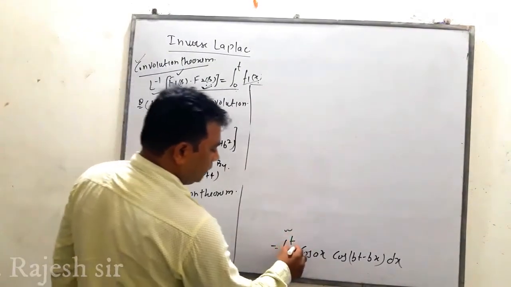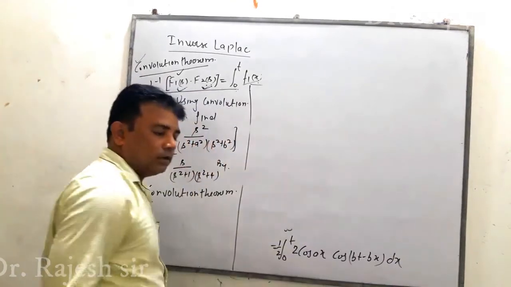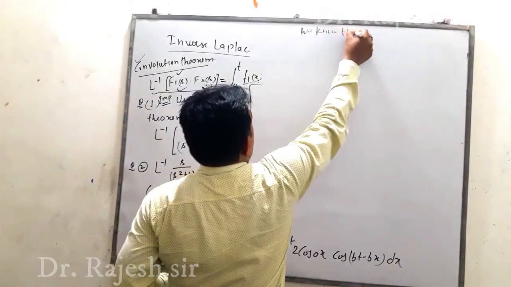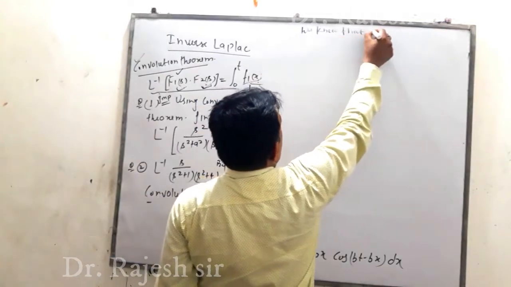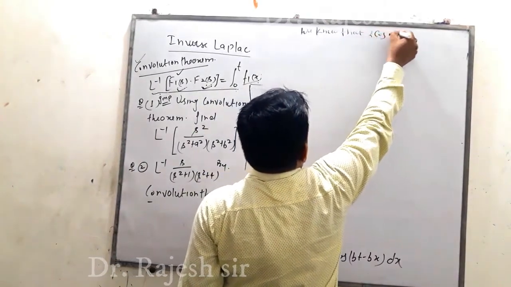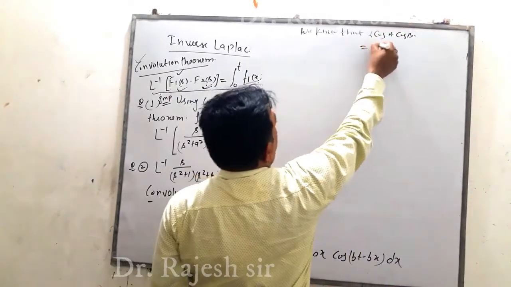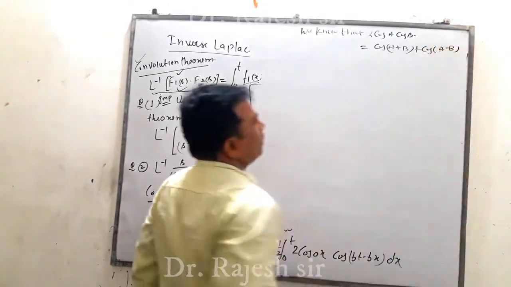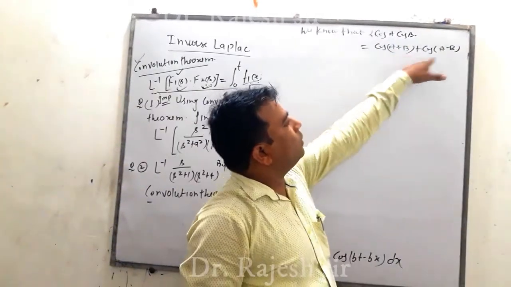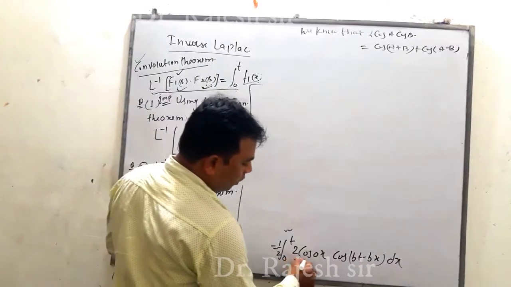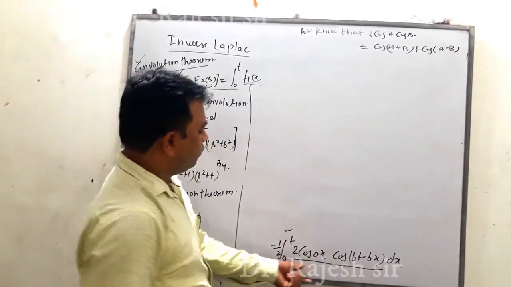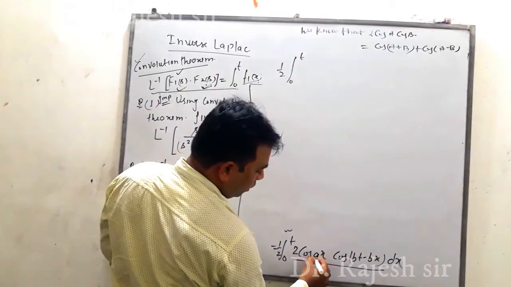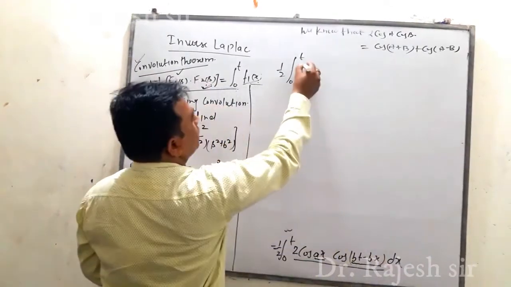Now multiply by 2 and divide by 2. We know the trigonometrical formula: 2 cos A cos B equals cos(A plus B) plus cos(A minus B). Here we have 2 cos A cos B, so the integral becomes 1 by 2 times the integral of cos(A plus B) with the values of A and B substituted.